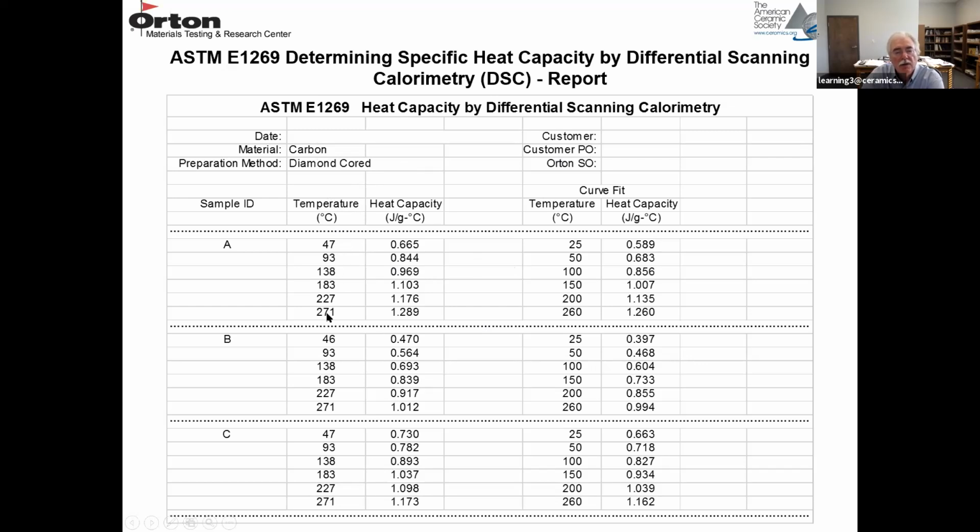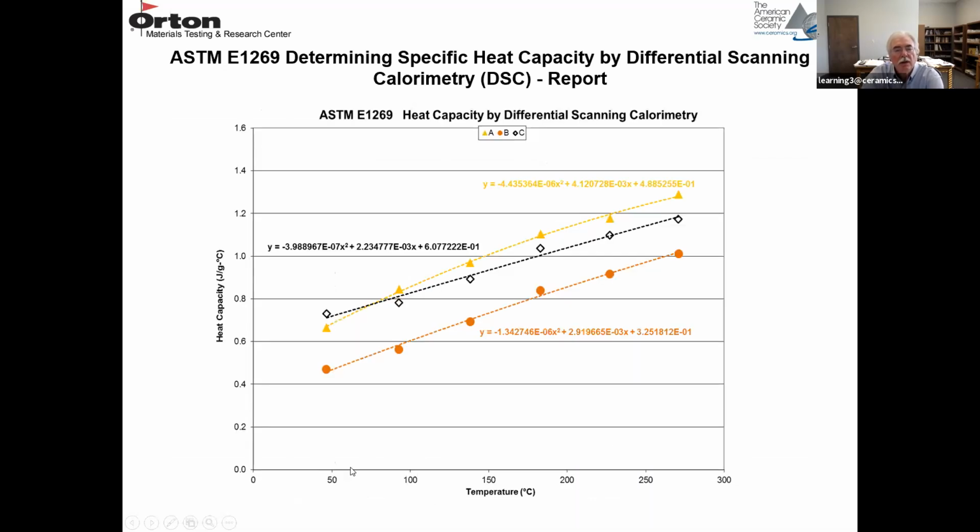There's 6 different temperatures we took for the answer, 47 to like 271 degrees C. We calculated the heat capacity at each one of those points. And then in this report, they actually do a curve fit to get an equation for the heat capacity from room temperature to 260 degrees C. So it looks like 3 carbons were tested here. And if you plot heat capacity versus temperature, the dotted lines are the curve fits. And then these are the curve fit equations to describe those 3 curves. So that's the heat capacity for 3 carbon materials.